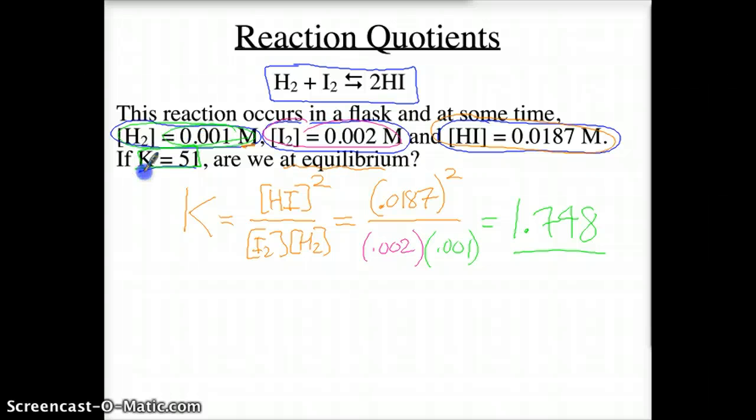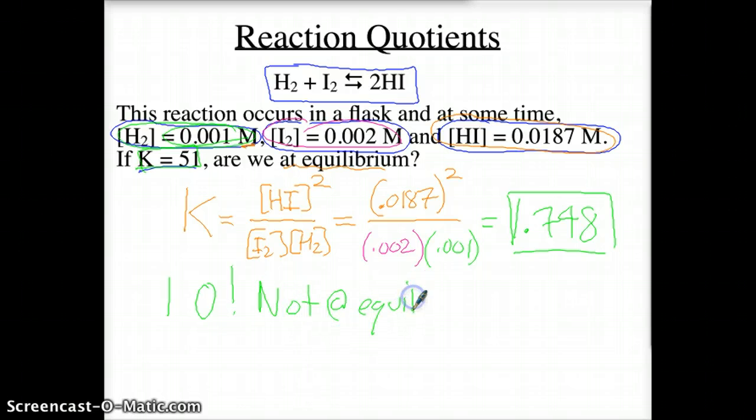Okay, so now we need to compare. It's telling us if K is equal to 51, are we at equilibrium? Well, when we plugged in these concentrations, we get a value of 1.748. So no, not at equilibrium, because the value that we got for K is not what K should be. So what does that mean? It doesn't mean that this number 51 is wrong. It just means that at these concentrations given in the problem, they're not the equilibrium concentrations. So this reaction is going to need to shift one way or another in order to get to equilibrium.